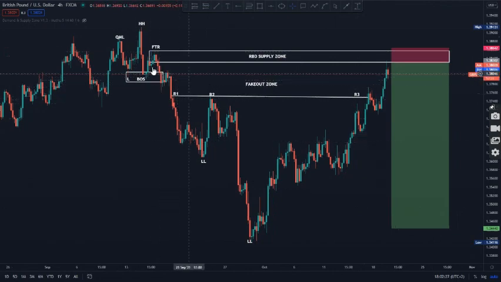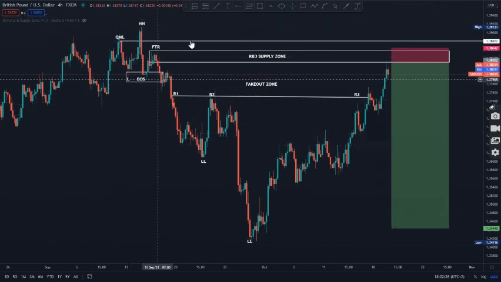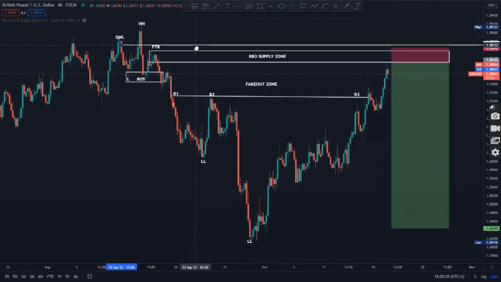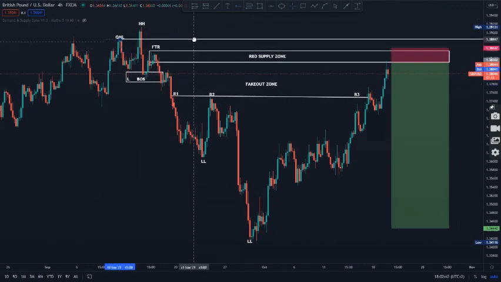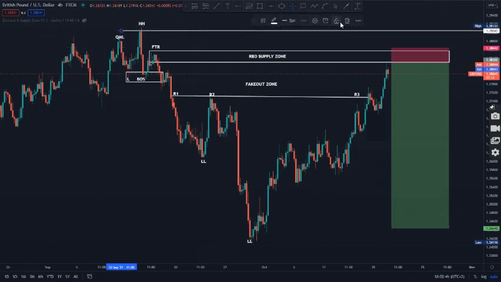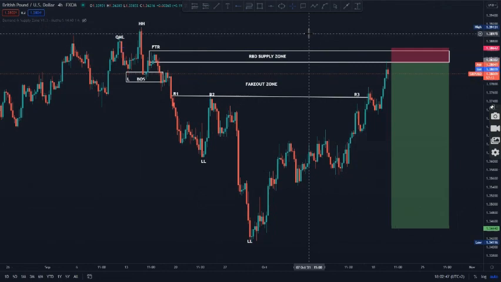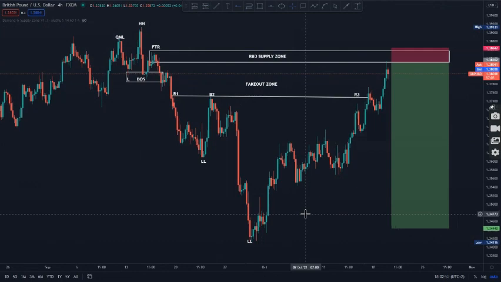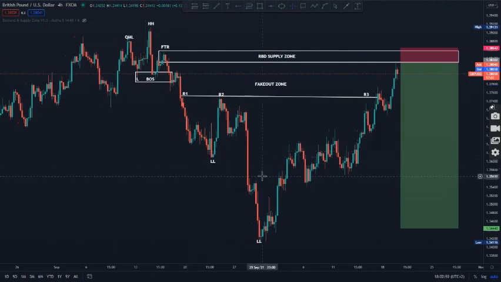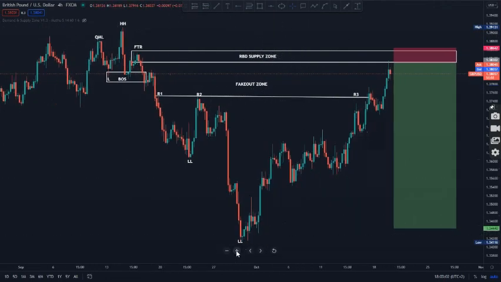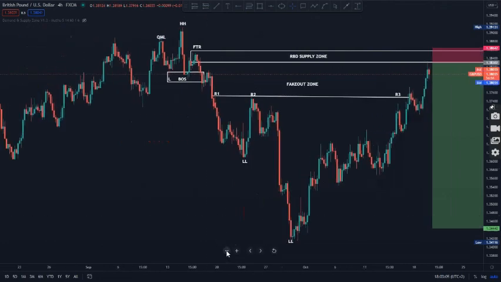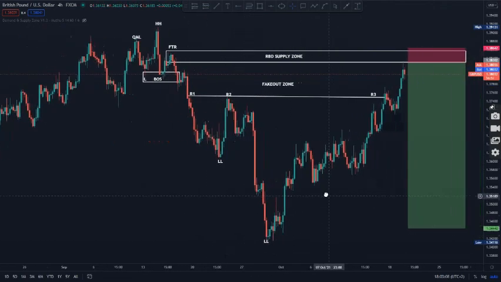in a QML setup, price can either reverse from exactly where the QML is. That's one. It can reverse below the QML. It can reverse from above the QML. What determines where the price reverses from is simply the presence of a fresh supply zone or fresh demand zone. So you have to make sure that you have that. Okay, it's not always that it's going to reverse from where the QML is. So this is basically my setup on this particular trade, and yeah, this is how it looks.